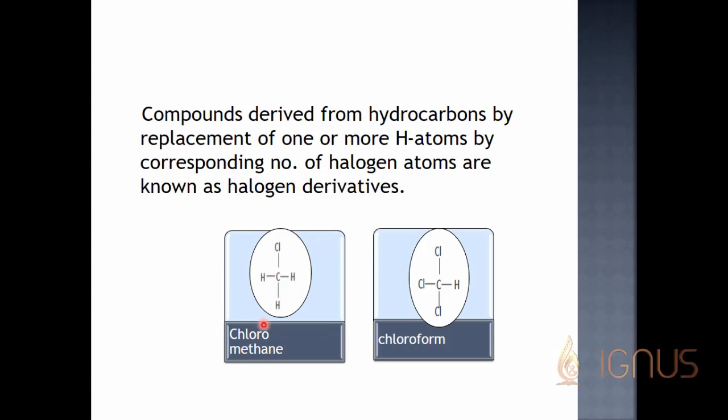Here you can see there is an alkyl halide. Its name is chloromethane. It is obtained by replacement of a hydrogen atom of methane with chlorine. This is an alkyl halide. One more, it is chloroform. Here, three atoms of hydrogen of methane are replaced with three atoms of chlorine. Hence, you will be getting chloroform. We'll call them alkyl halides.